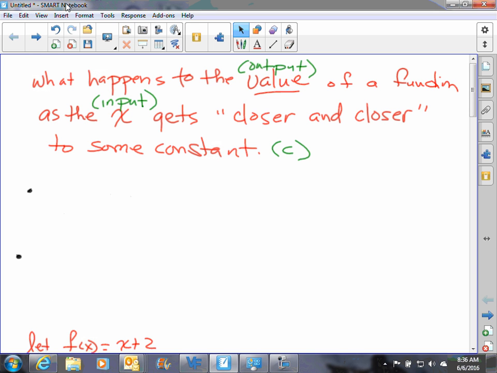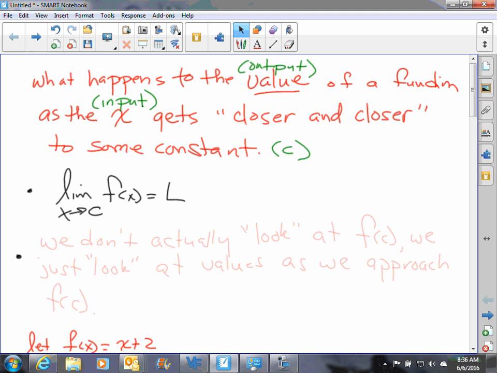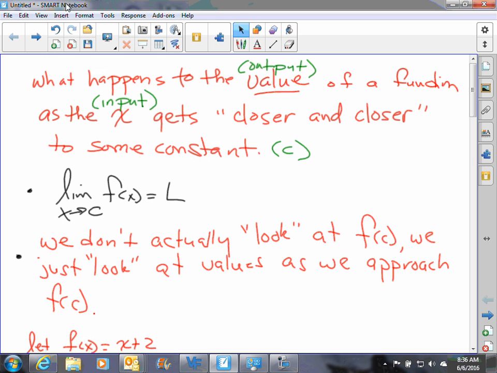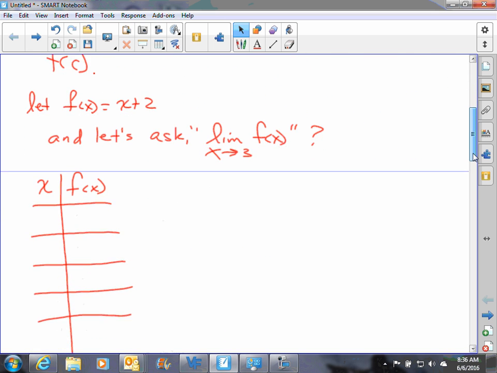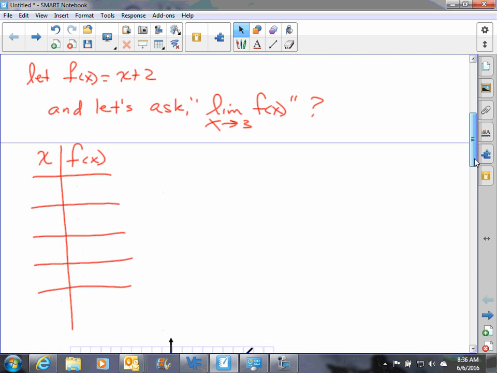Now, the symbol looks something like this. The limit as x approaches c of f of x is equal to L, where L is the limit. Now, we don't actually look at the value of f of c. We just look at the values as we approach c from both sides for the input and what the output value is.